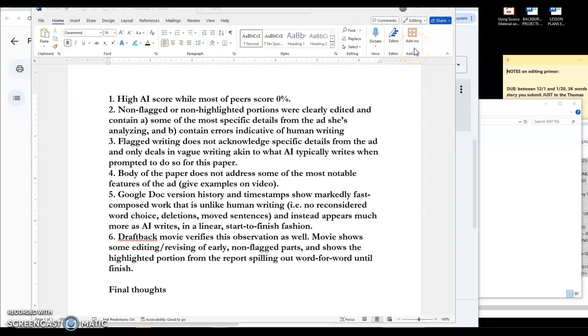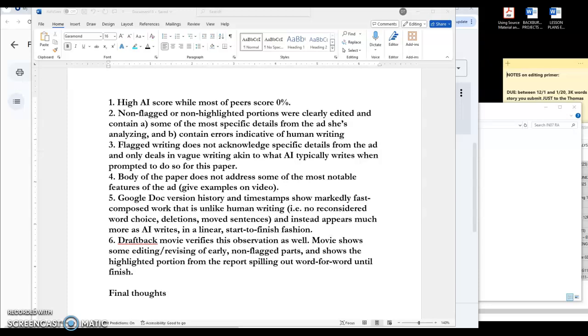Allison and Daisy, I want to give a concise explanation of why I'm giving the students' rhetorical analysis paper a 0 for AI usage and for meeting quite a few criteria that I have that to me discloses quite clearly that AI was used to compose this particular document. So I want to walk you through that, but I'd also like to preview it very quickly here. There's a high AI score while most peers are scoring 0.